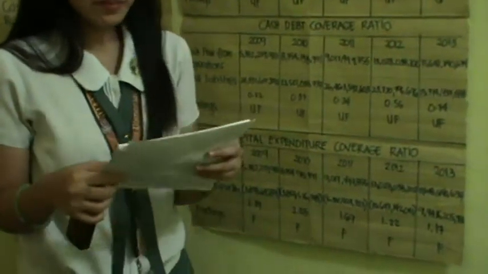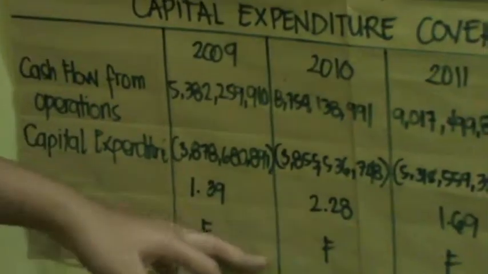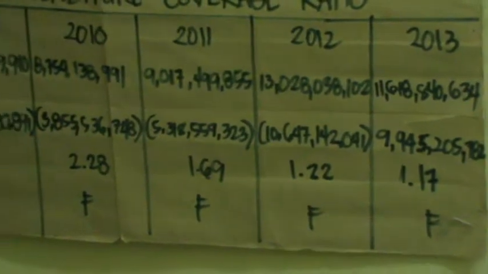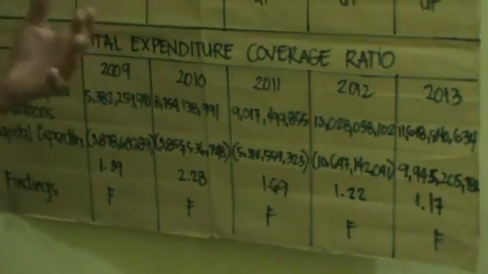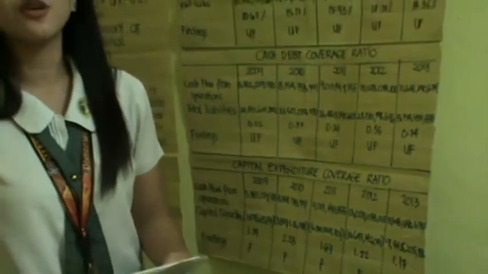Next, capital expenditure coverage ratio. For this one, we'll just divide cash flow from operating activities over the capital expenditure. And as you can see, the results are all favorable. A favorable capex coverage ratio shows that the company generates enough cash to cover its expenses in paying for its purchased capital assets or investment.